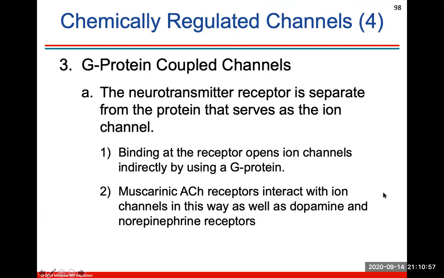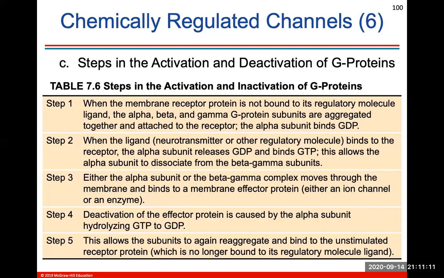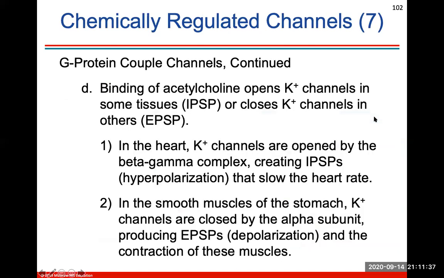G-protein coupled channels are when the neurotransmitter receptor is separate from the protein that serves as the ion channel. I'll let you read through some of the details in the G-protein channels. I won't ask you too many specifics about these. Steps in activation and deactivation of G-proteins, I will let you read through this. We talked about G-protein coupled channels a little bit in chapter 6. I know this gets into a lot of details, but when we start talking about the cardiac cycle, your SA node, you'll understand a little bit what we're referring to when we bring up G-protein coupled channels.